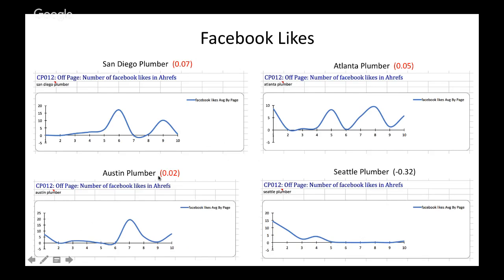Facebook likes did not correlate in 3 of the 4 markets. So I'm not surprised by that. And, a blind squirrel has to find a nut eventually. So has to find a cherub. Yep. So they're in Seattle.